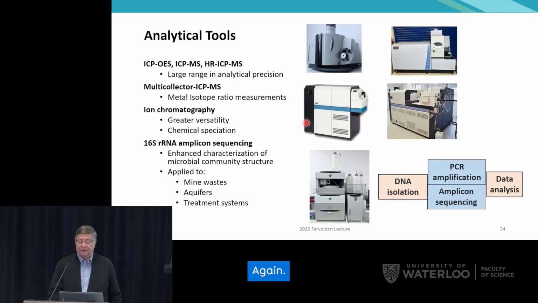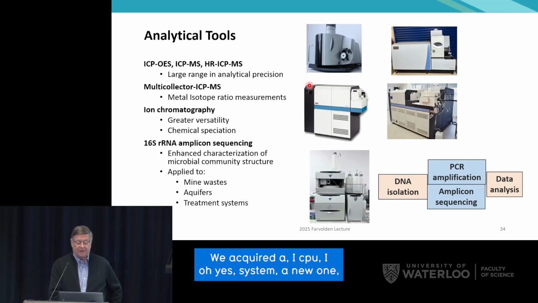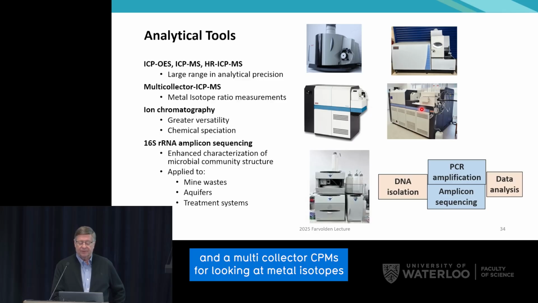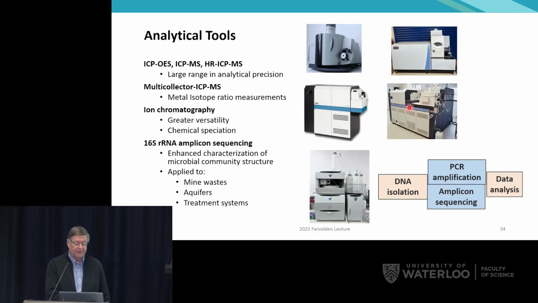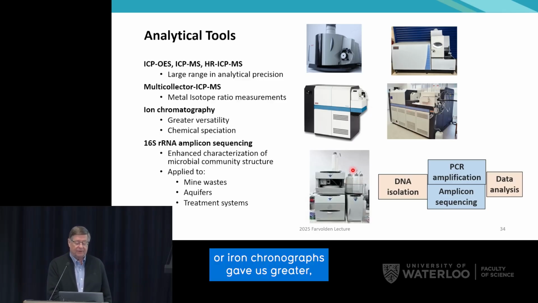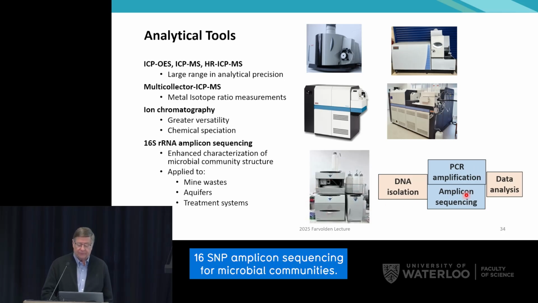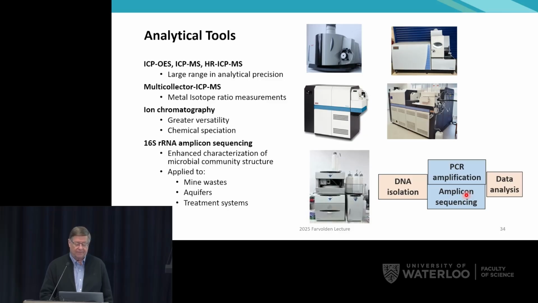Our tools got better again. We acquired an ICP OES system, a new one, an ICP-MS, a high-resolution ICP-MS, and a multi-collector ICP-MS for looking at metal isotopes. Our ion chromatographs gave us greater versatility, and we started looking at 16S RNA amplicon sequencing for microbial communities characterization.